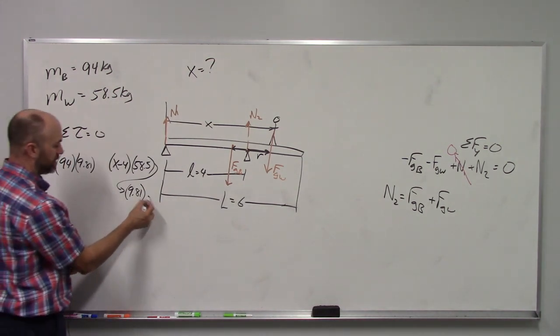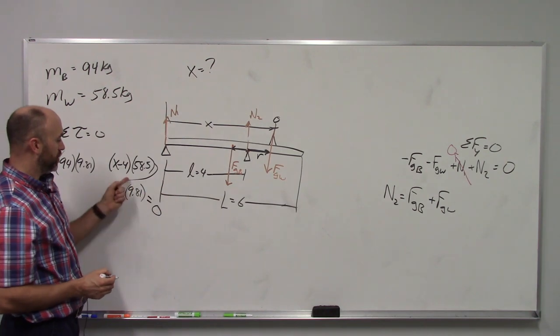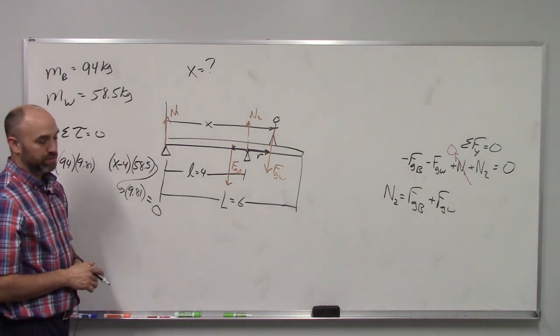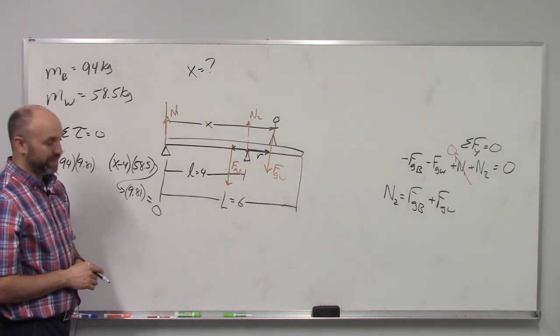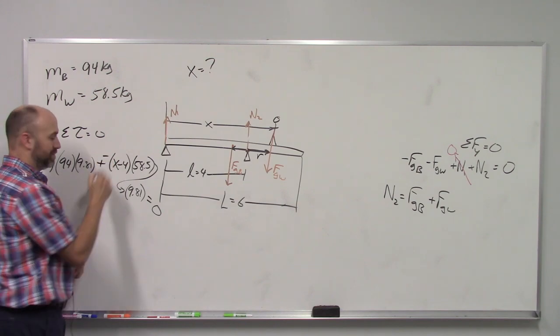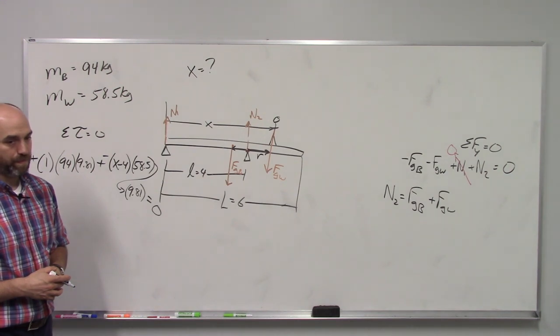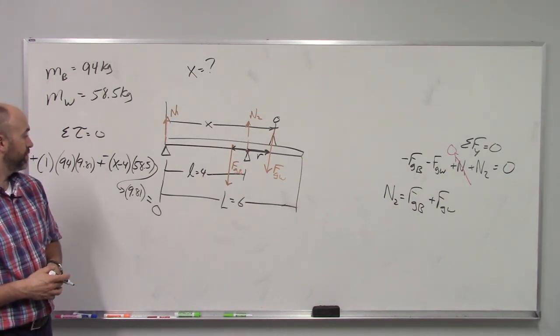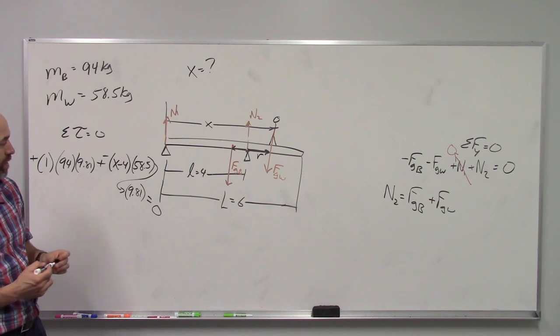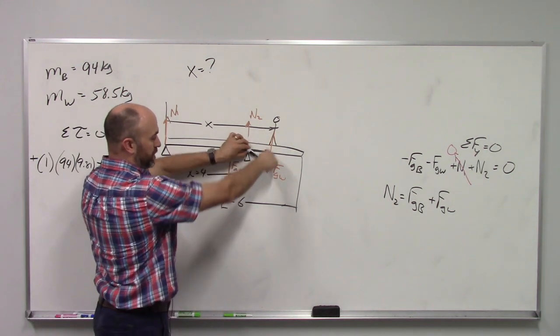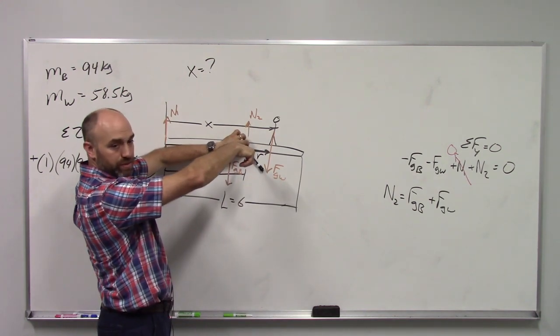All that equals zero, right? And this has to equal zero. Now, is this torque a positive torque or a negative torque? Is it negative? Yes. Wait, why is it negative? Because this is going to push it down this way, which is this way.